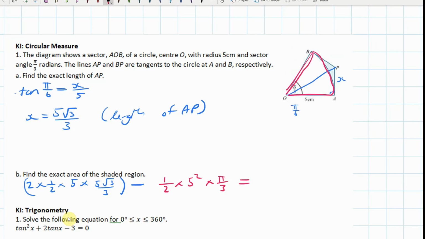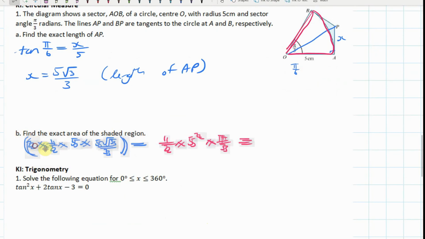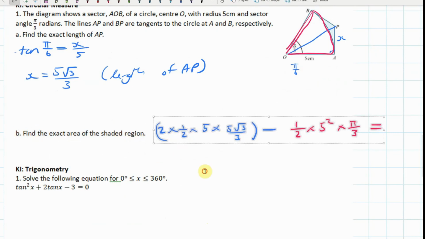So we should get 5 times 5 square root 3 over 3 minus 0.5 times 25 times pi over 3. I'm getting an answer of... oh right, I've got to do an exact answer. Alright, let me just give ourselves a bit of room by moving this over here for now. Okay, so let's go to the next line.